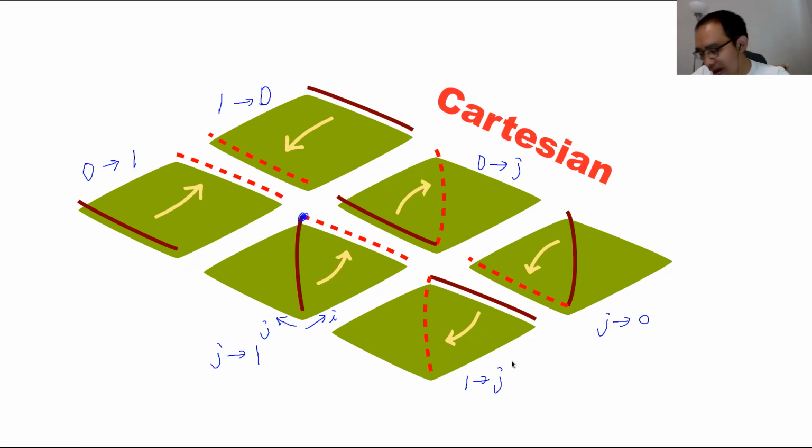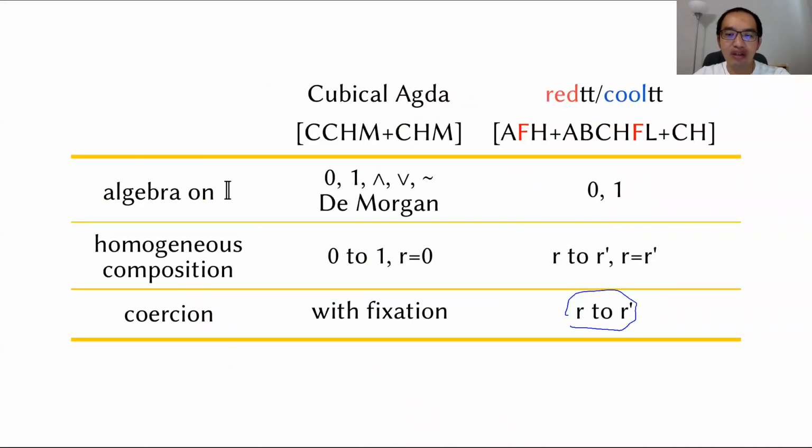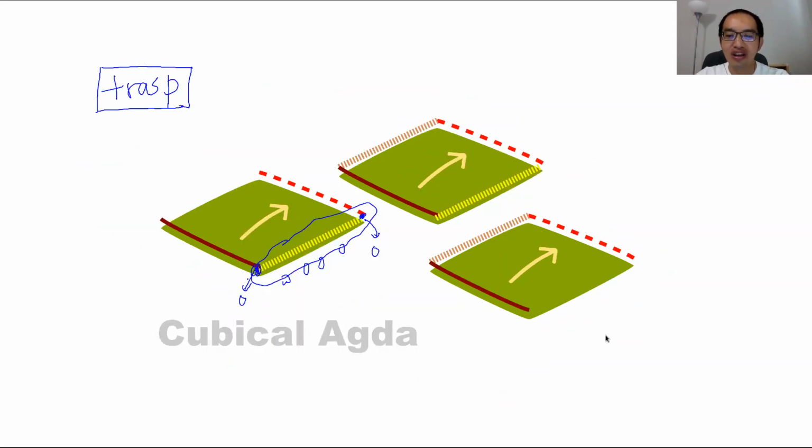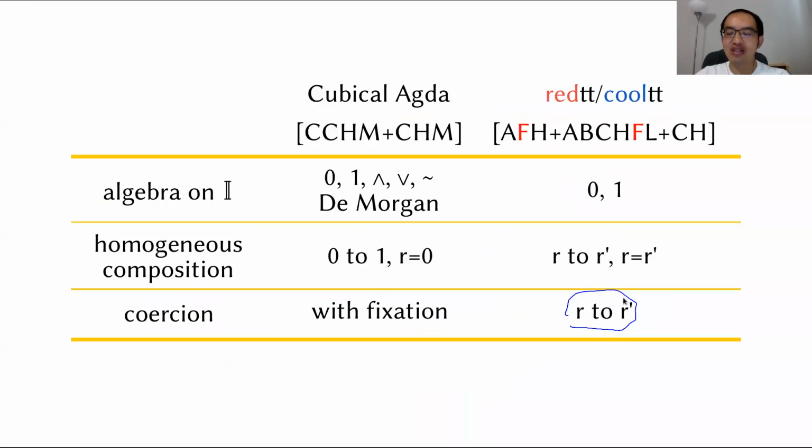Technically speaking, you can also have 1 to 1 or 0 to 0 or j to j, but I didn't draw them out for the same reason that I didn't draw those degenerate cases in the previous slides. This can be summarized as r to r prime. If you want to summarize all possibilities here, 0, 1, 1, 0, 0, j, j, 0, 1, j, j, 1, this is basically summarized as r to r prime.